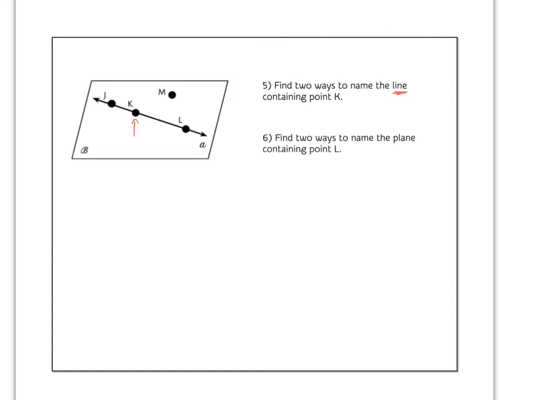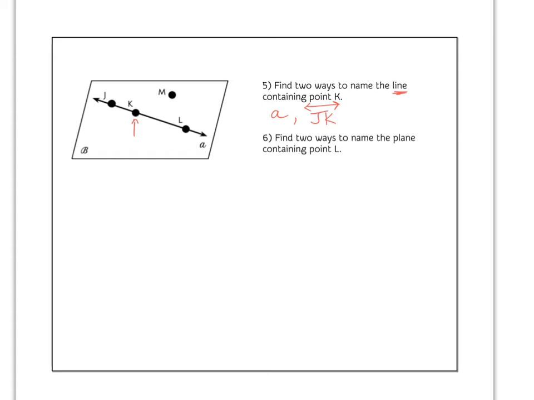Now remember, one way is we could use the cursive letter next to the line. So do you see the little A right here? We could use that. That is naming the line. So that's one way, is we could just call it A. But a second way is we can use 2 capital letters. So remember, you only want to pick 2, not all 3. So one way is I could name this line JK, but I have to put that double arrow above it.